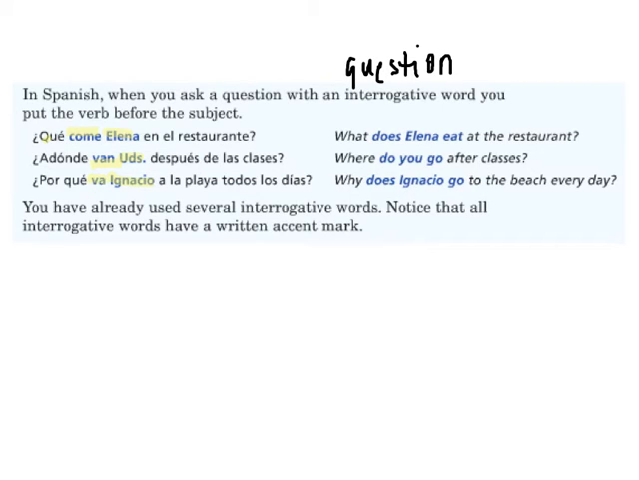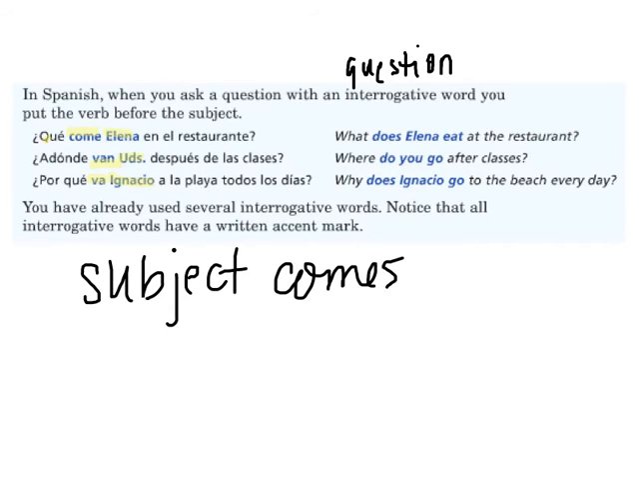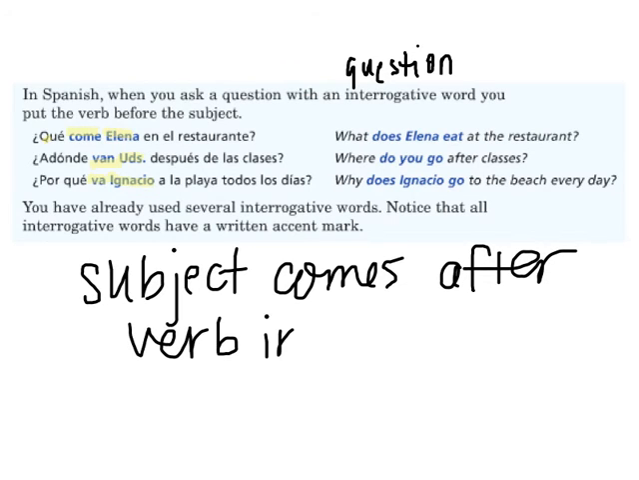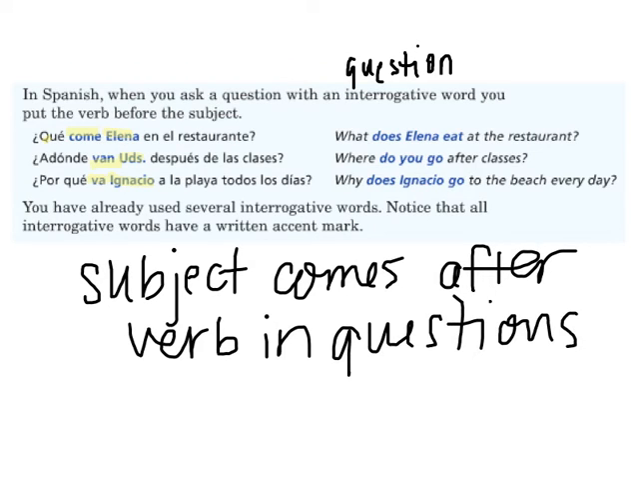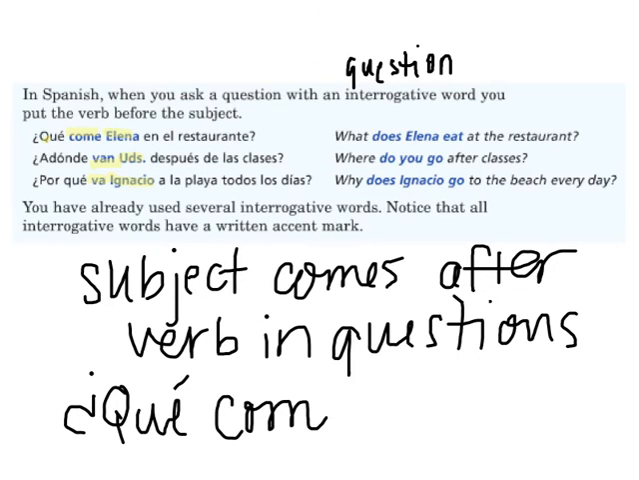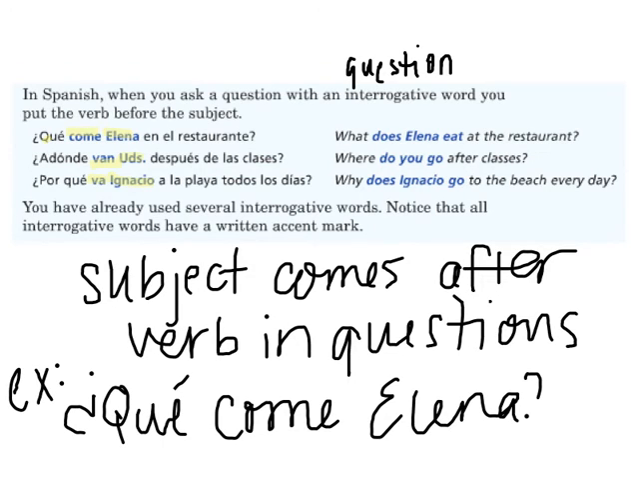So what I want you guys to do, please, on your notes, is just go ahead and write down subject comes after verb in questions. And then go ahead and write down one of those examples. So for example, I'm going to write, ¿Qué come Elena? What does Elena eat? Just make sure you have an example for yourself.